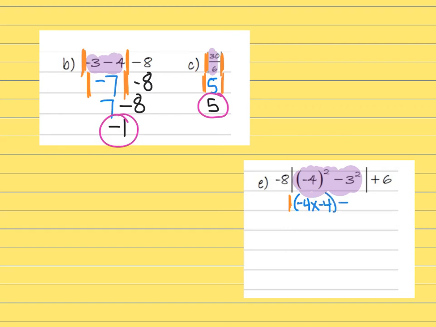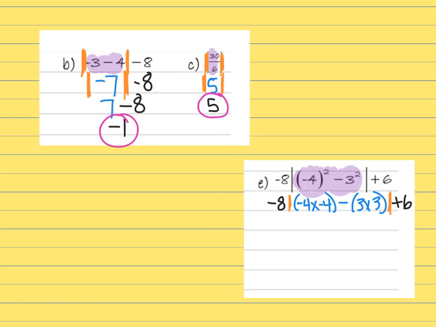Then subtract. This 3 is not in the parentheses with the subtract sign. So this exponent just means 3 times 3. So I'm going to put that in parentheses. 3 times 3. And then I would keep my absolute value brackets. So the next thing I'm going to do is bring down this negative 8, and I'm going to bring down add 6. Negative 8, right up next to the absolute value brackets, and plus 6. So I'm going to keep going.